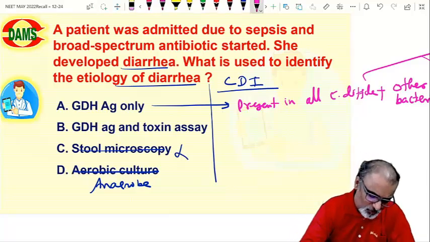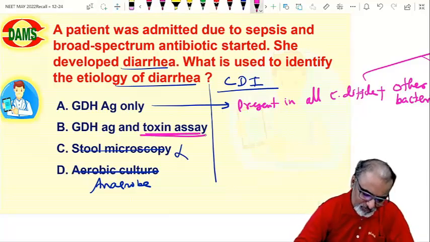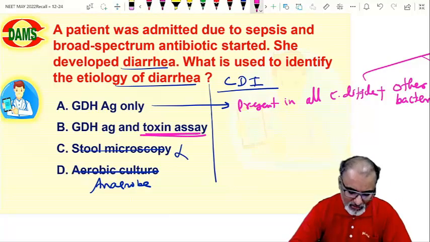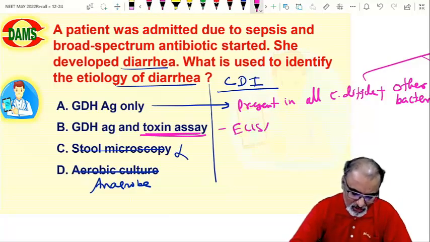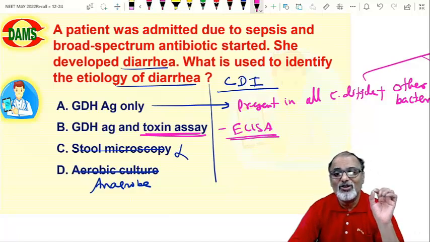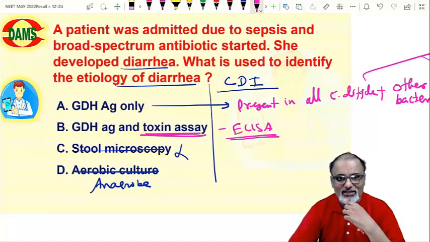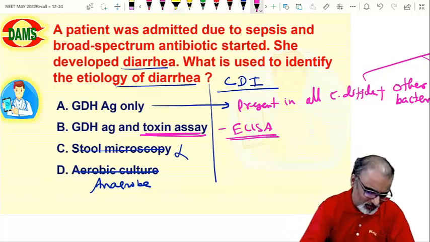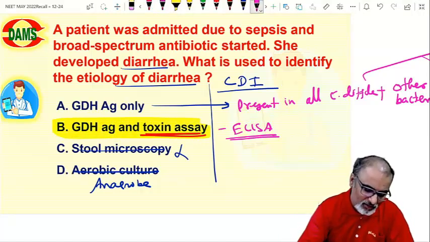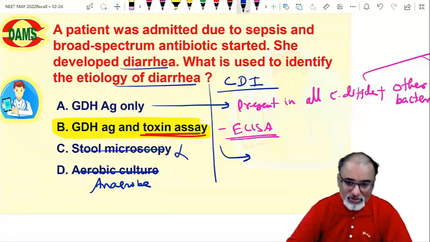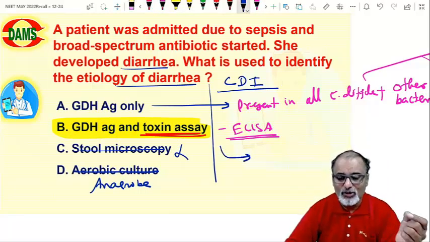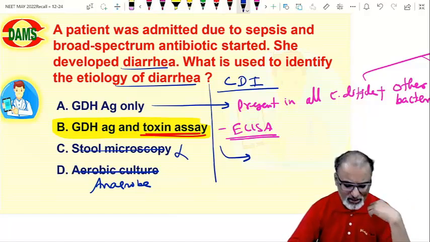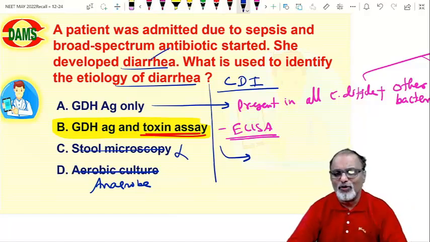So for that we need to go for toxin assay. Toxin assay by ELISA. If we are able to demonstrate the specific Clostridium difficile toxin, that is confirmatory. Easily you can identify. So GDH and toxin assay is a very good one. Superior, because only after production of the toxin can you identify. So she already had diarrhea, so toxin is already produced, no problem.